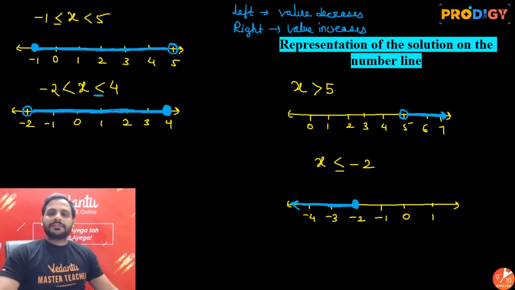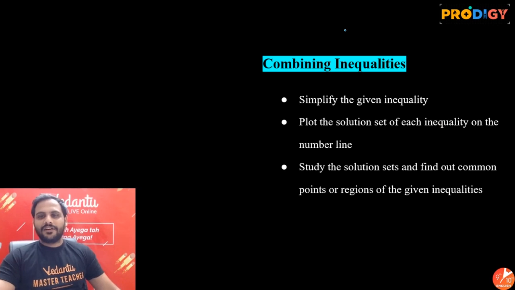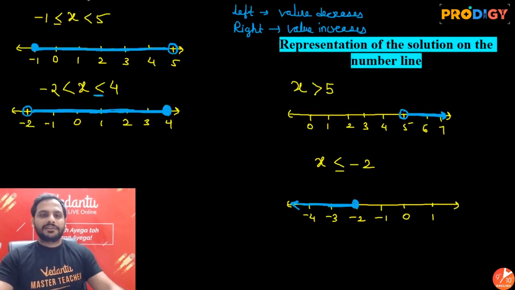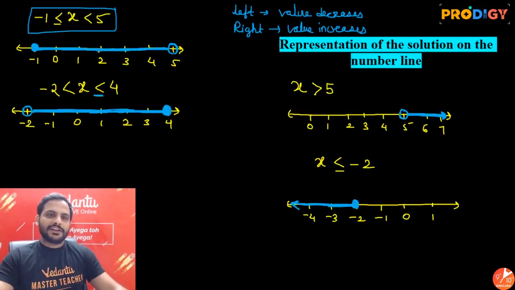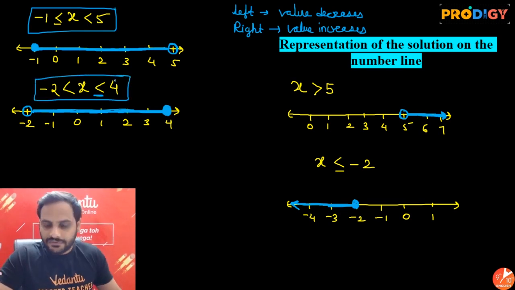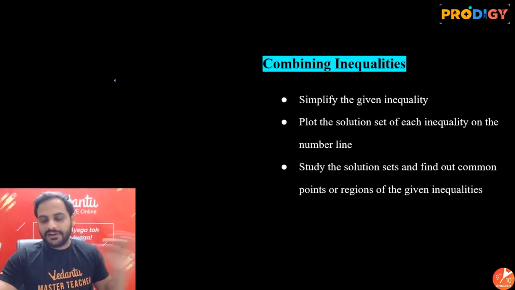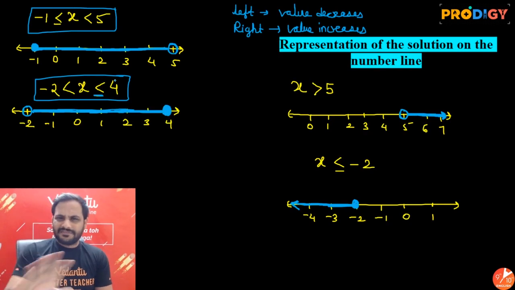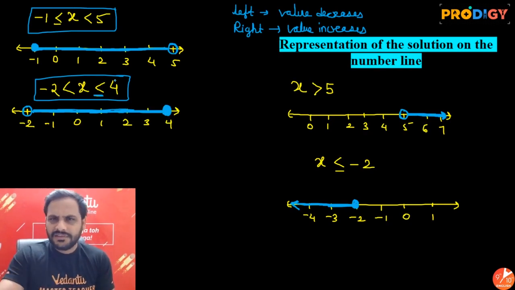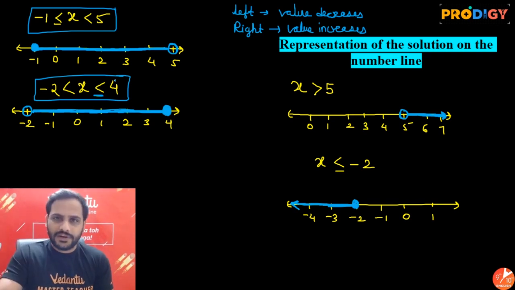Okay, beta? This is how these questions will be solved. This is how you will represent the solutions on the number line. Nothing else is there. Alright, and combining inequalities, this is how we can combine the inequalities. After finding out the solution, we have to represent that on the number line as well. So I hope this topic is clear. Easy. Nothing new. If you are still getting any doubts, please don't forget to mention that doubt in the comment section.